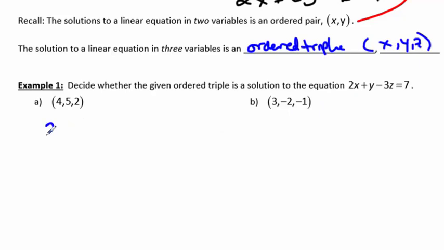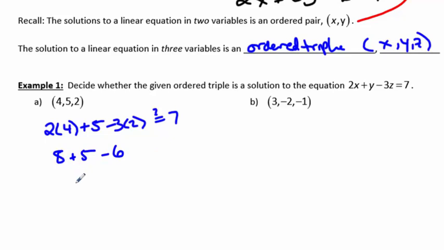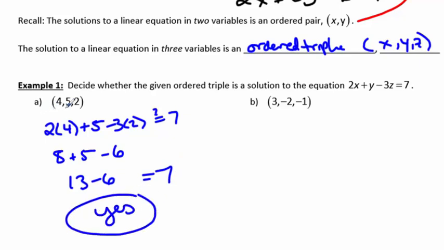So in the first one, we have 2 times 4 plus 5 minus 3 times 2, and we want to know, is this equal to 7? So this gives us 8 plus 5 minus 6. 8 plus 5 is 13, minus 6 is 7. So this one is yes, that ordered triple 4, 5, 2 is a solution to this equation.